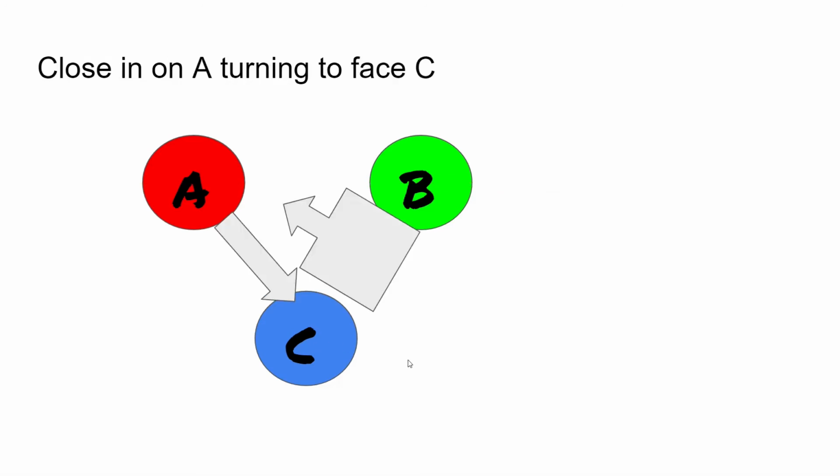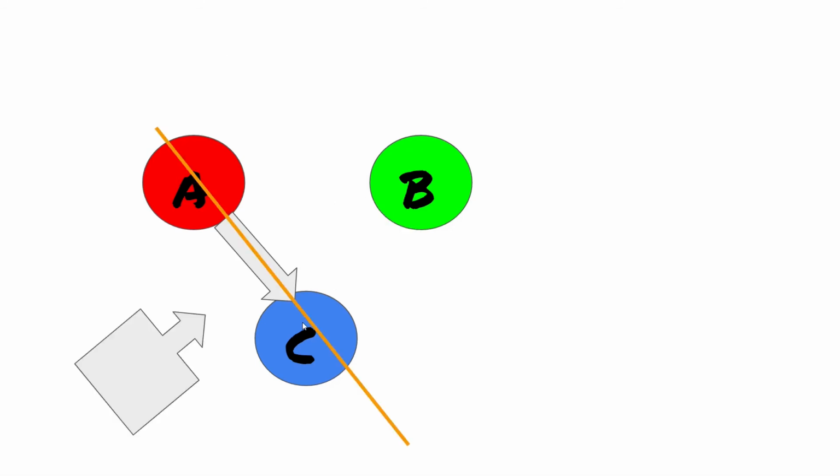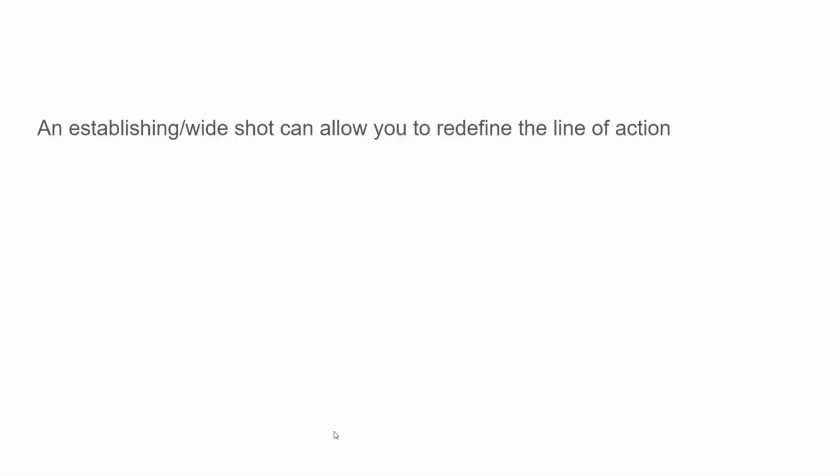Well, we need a close-in on A turning to face C, or we can go wide. As long as we see that A is turning to face C, then we can set up a new establishing shot, a new line of action, and we can put our camera this side of the line, for example, because then we can still see B. If we don't care about what B is doing, then we can just go back to this. But it makes more sense, I think, to have this, especially if he's talking, because then we get like this red guy, blue guy, red guy, blue guy. So in essence, an establishing wide shot will allow you to redefine the line of action.